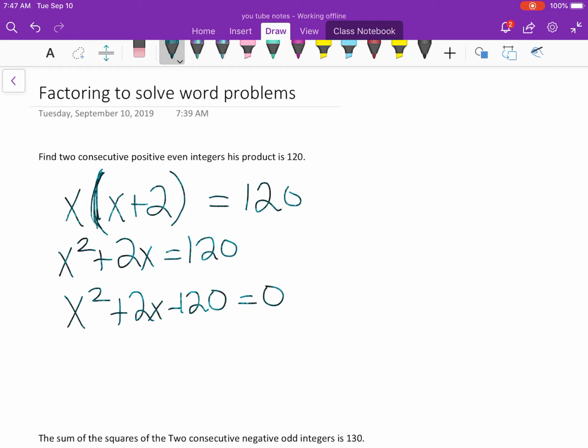And from here, we have just a real simple quadratic. We need to find two factors that we can multiply together to get 120, then that can add up to get a positive 2. We call that in our classroom factors and sums. So the factors of 120, my brain's immediately going to 10 and 12. That 10 and 12 is going to give me 120 when I multiply it together.